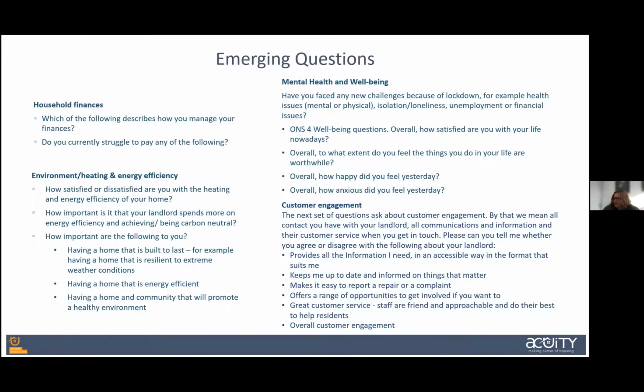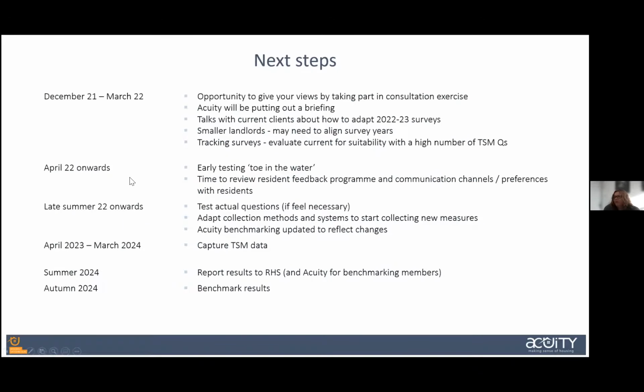It's about getting the information you need, being kept up to date, making sure it's easy to report things, offering opportunities, great customer service. So it was quite an interesting approach. So I've just thrown those in there. And then really, just to finish off, you'll obviously get a copy. This is the last slide.